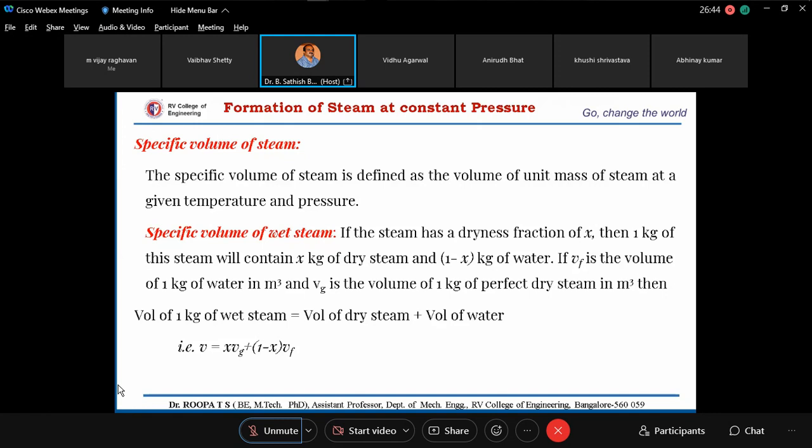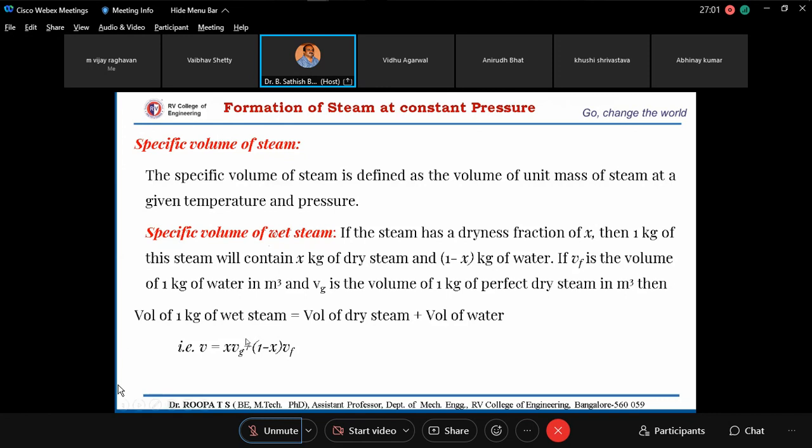Okay. So that VF is referring to the wet condition, and VG will be referring to the dry condition, and V superheated will be referring to the superheated condition. So those are the corresponding volumes of the steam at different stages.